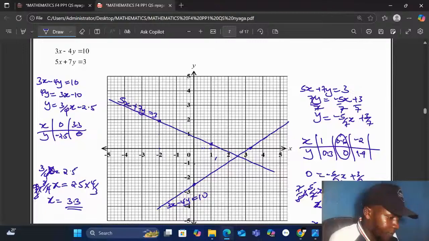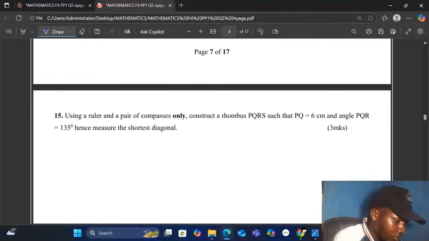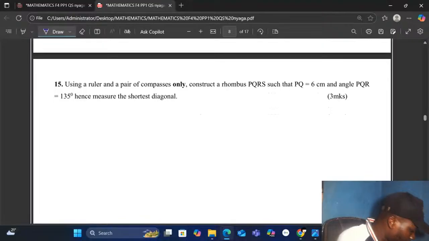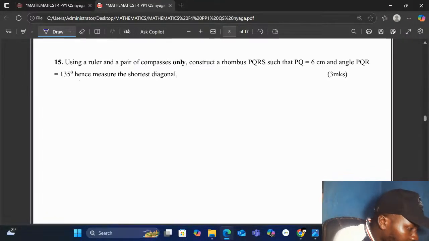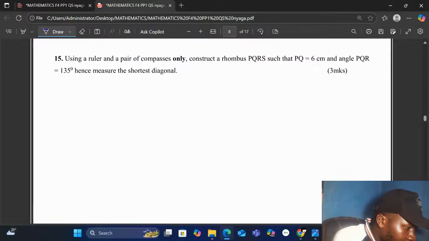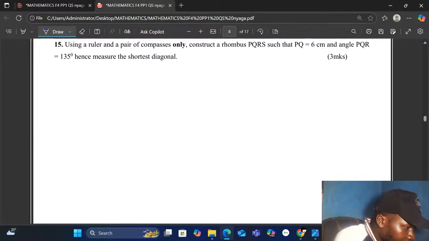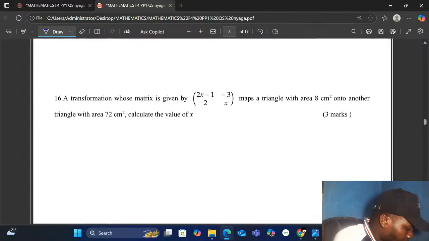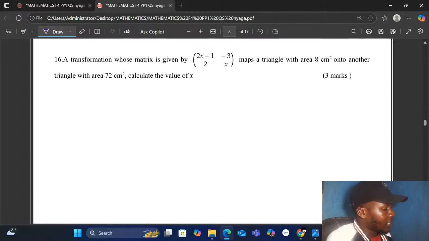Then we'll move to the next question. The next question is on construction. We shall skip that one for now because of the instruments that we can't construct on our screen, but we shall arrange for that very soon. Then we move to the last question on section 1, that is on transformation, matrices and transformation.